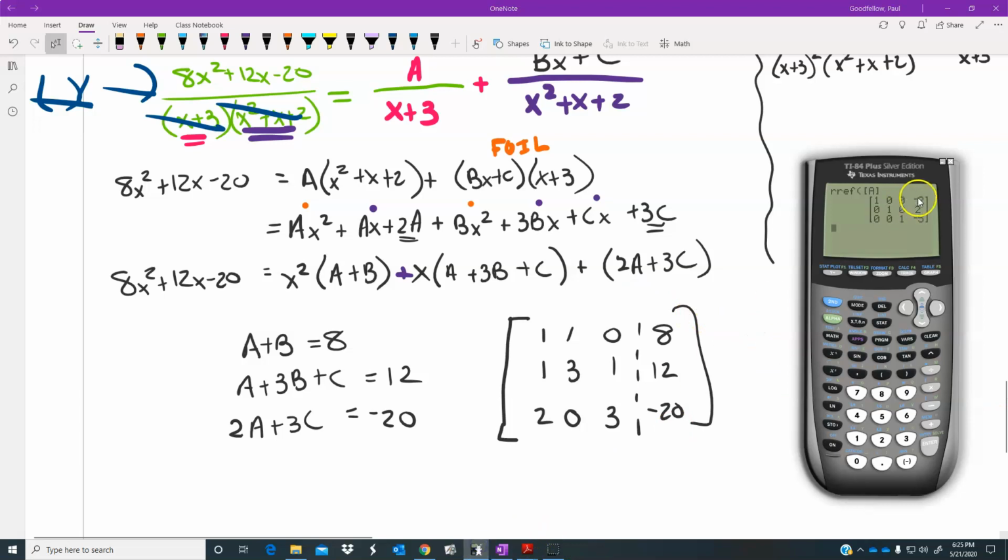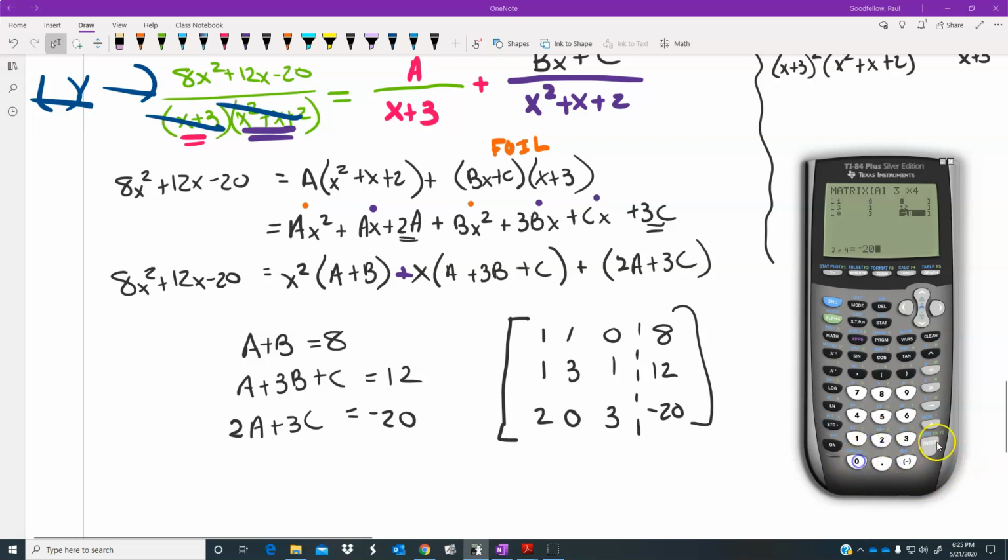Now let's see if I can RREF this information. We'll go to second matrix and edit a 3 by 4 still. It's kind of nice that they've still been staying 3 by 4. 1, 1, 0, 8, 1, 3, 1, and 12, and 2, 0, 3, and finally negative 20.